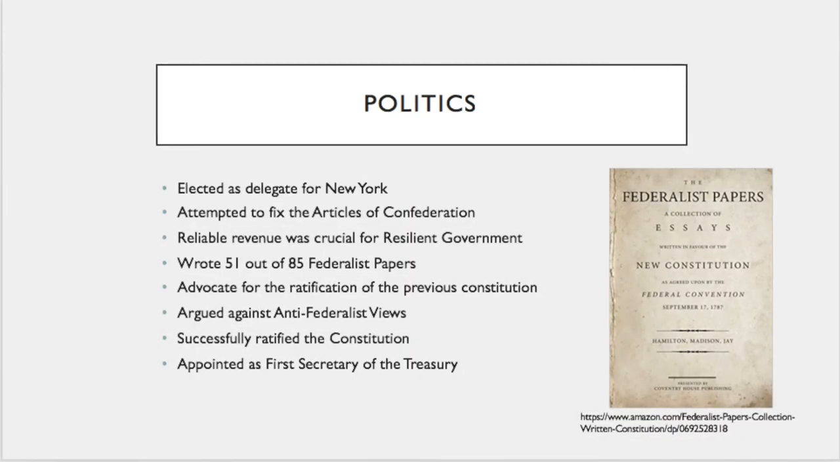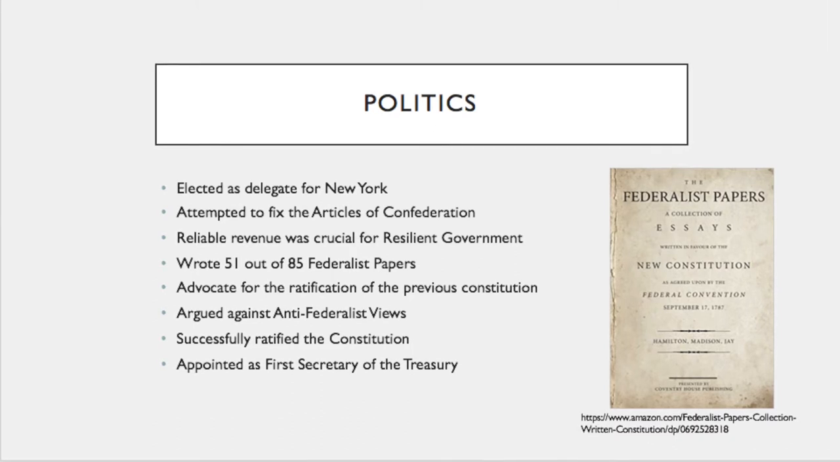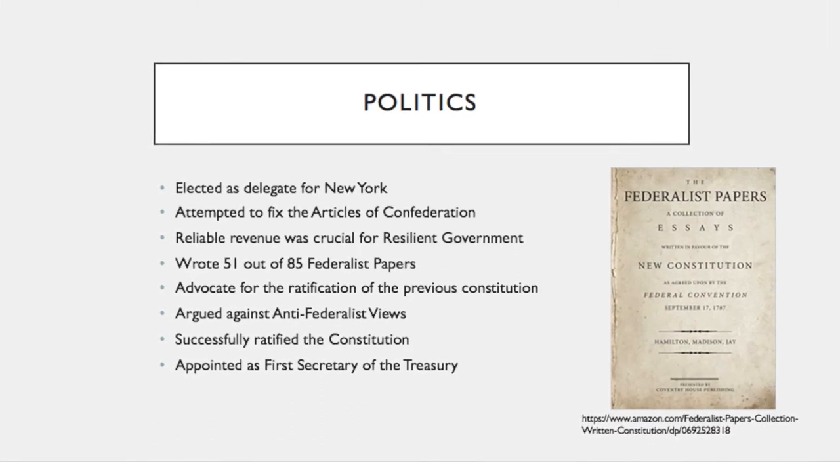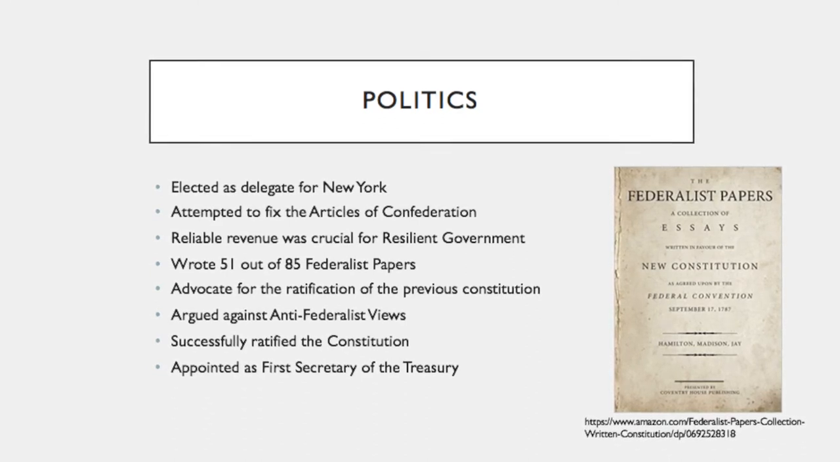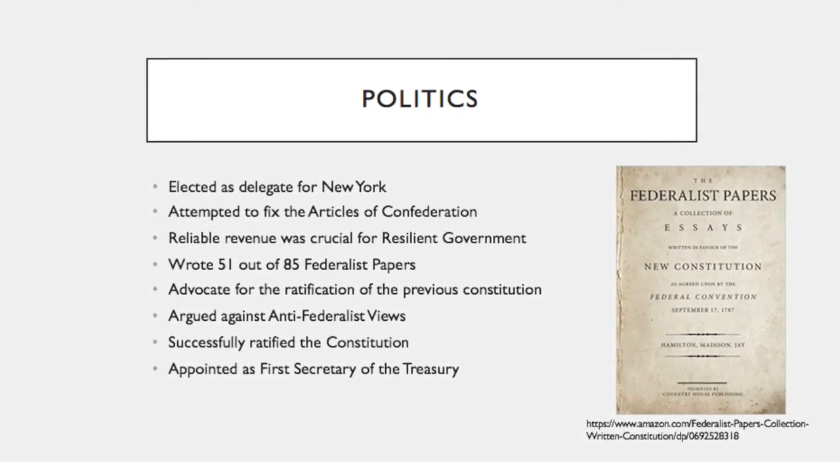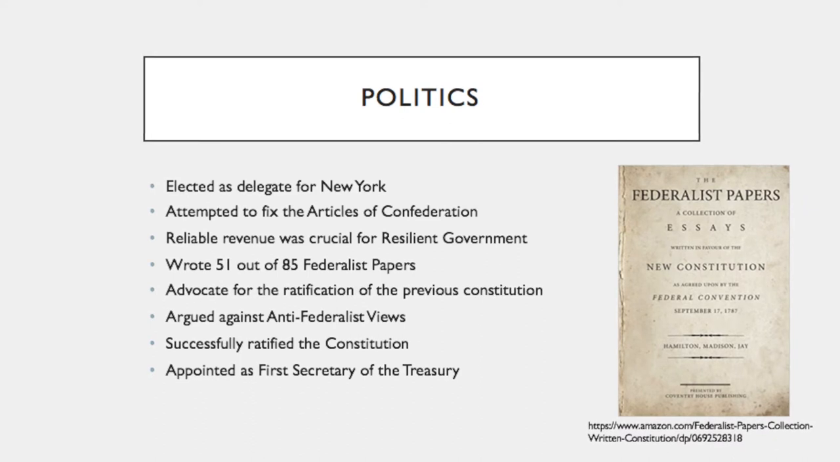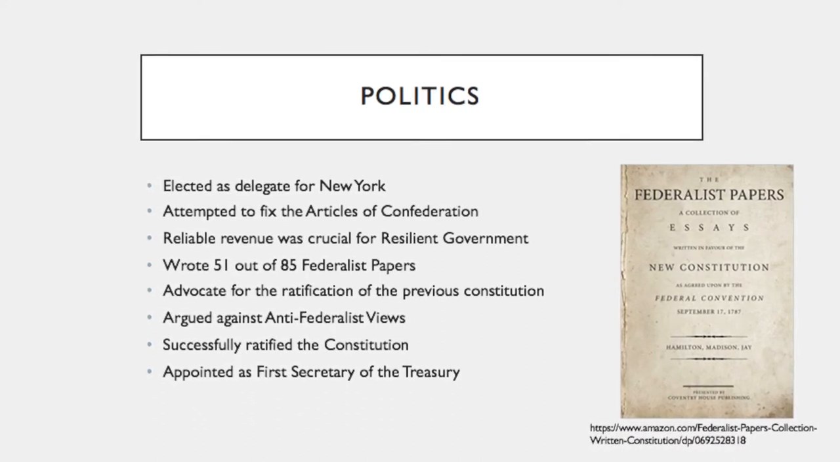The next major part of Hamilton's career was his involvement in politics. He was elected to be a delegate for New York, and during this time, he met with other delegates to attempt to fix the Articles of Confederation. Hamilton expressed that a reliable source of revenue would need to be in place in order for a resilient government.